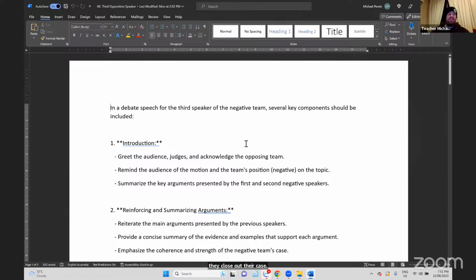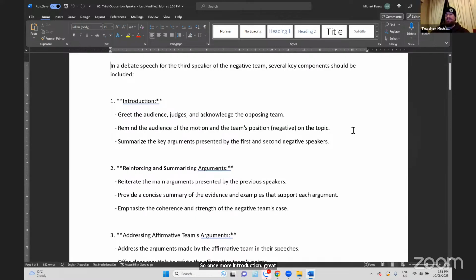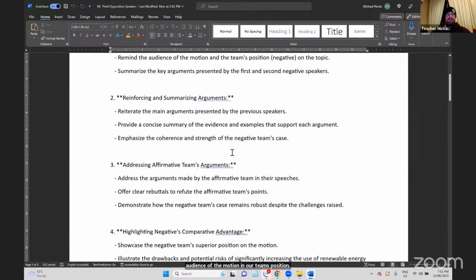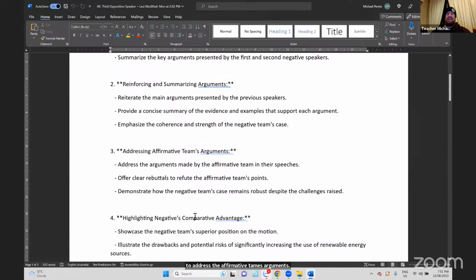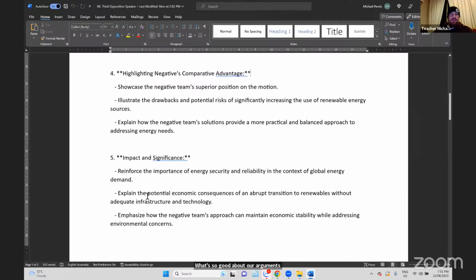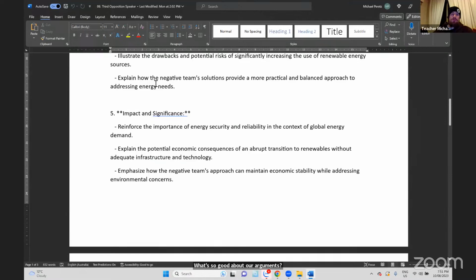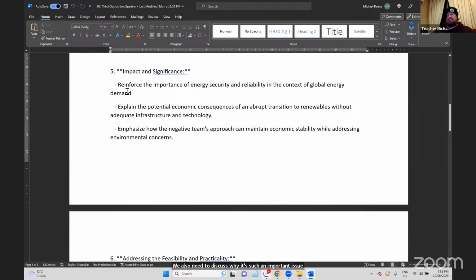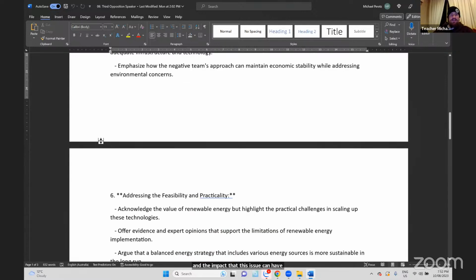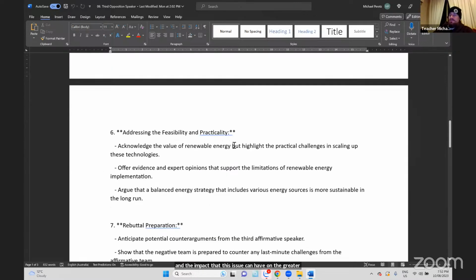So once more, introduction: greet everybody, remind the audience of the motion and our team's position, summarize our key arguments. We need to address the affirmative team's arguments and highlight why our point of view is better. So don't just say they're wrong. We also need to point out why we are so right. What's so good about our arguments? We also need to discuss why it's such an important issue and the impact that this issue can have on the greater population. And we need to talk about, is it possible to do? And what would be involved in doing it?